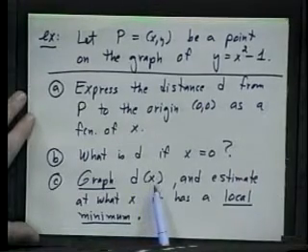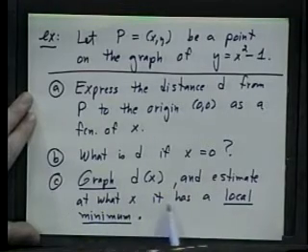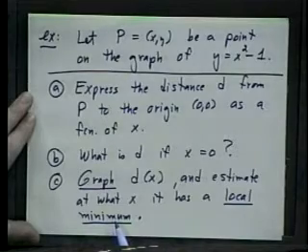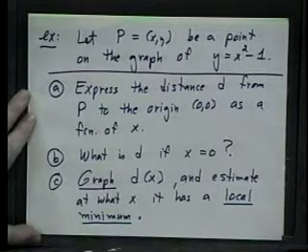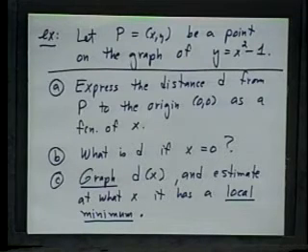D will be a function of x, so this is a legitimate notation. I want to graph this and estimate at what x it, meaning the d function, has a local minimum. So I've got my work cut out for me. But before I do any work on this, we'll leave this on the screen for a beat. I want you to try it.